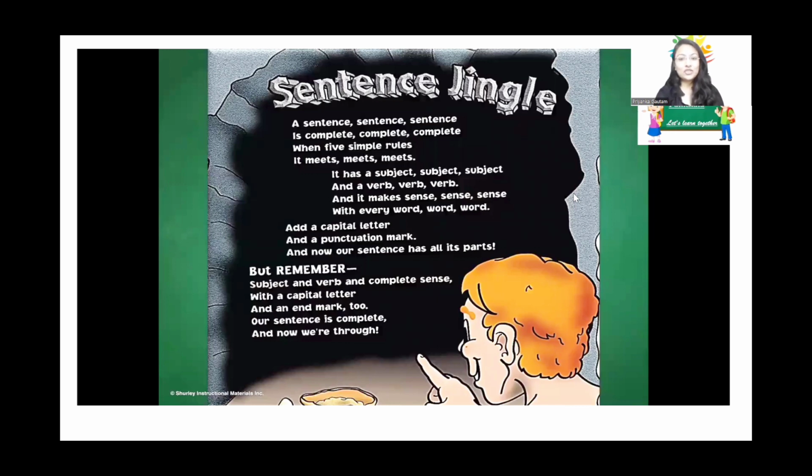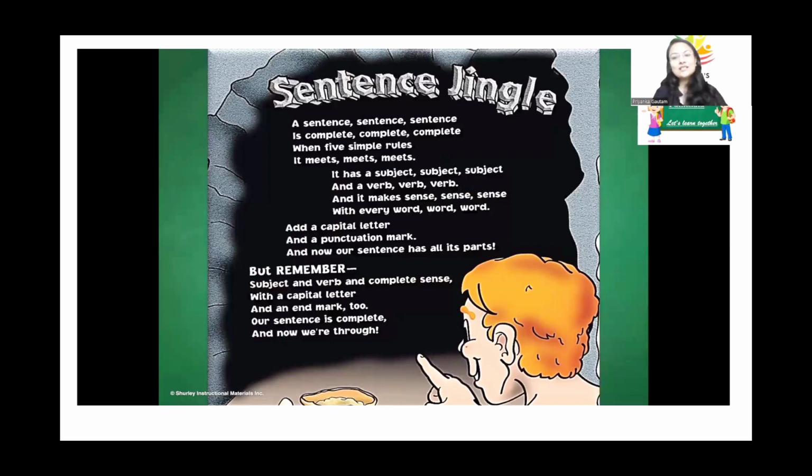This is our sentence jingle. So a sentence is complete when 5 simple rules it meets. So it has a subject and the verb and it makes sense with every word and a capital letter and a punctuation mark. And now our sentence has all its parts. But remember, subject and verb and complete sense with a capital letter and marks too. A sentence is complete and now we are through.